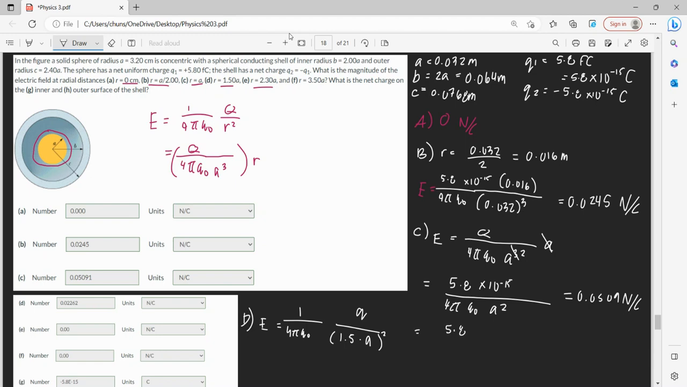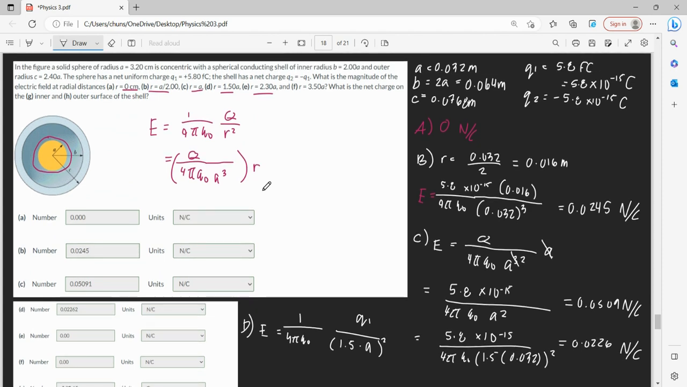So we get 5.8 times 10 to the negative 15, over 4 pi epsilon 0 times 1.5 times 0.032, all squared. There we go, there is our answer. 0.0226 newtons per coulomb.